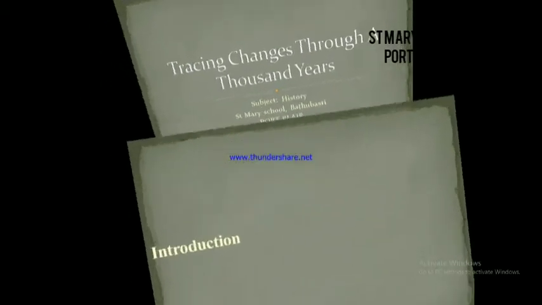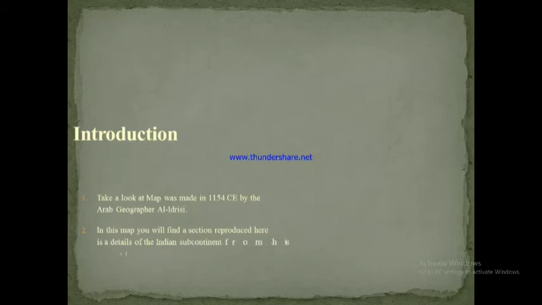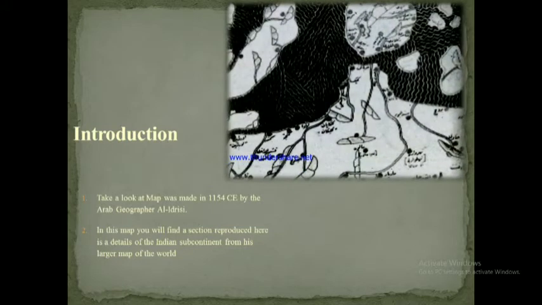Changes through 1,000 years. So dear students, in this lesson we will learn many details about this tracing, meaning the changes going on in our lessons. First, take a look at this picture.